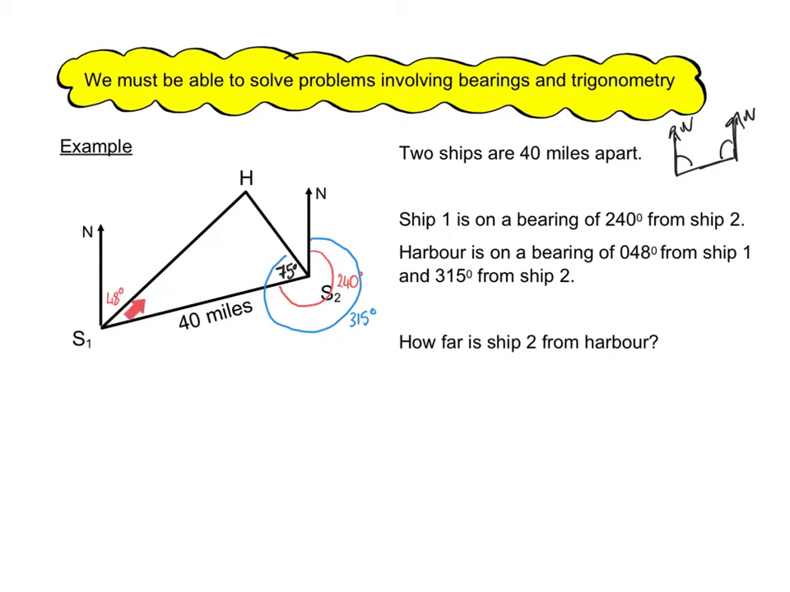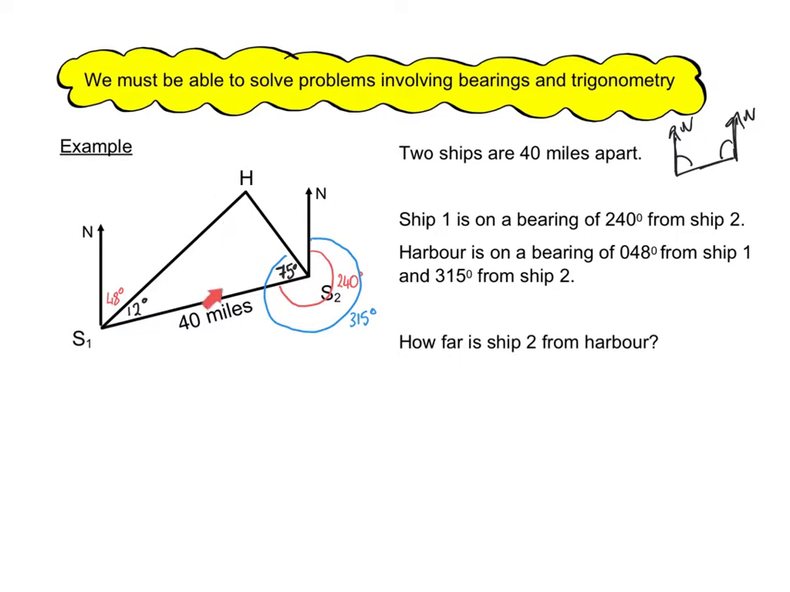If I know this is a total of 60 degrees, then I can subtract the 48 from that 60 to find this angle in here, which is going to be then 12 degrees, and I can mark that off. Now I have two angles inside the triangle, which means I can go on and find the third one.